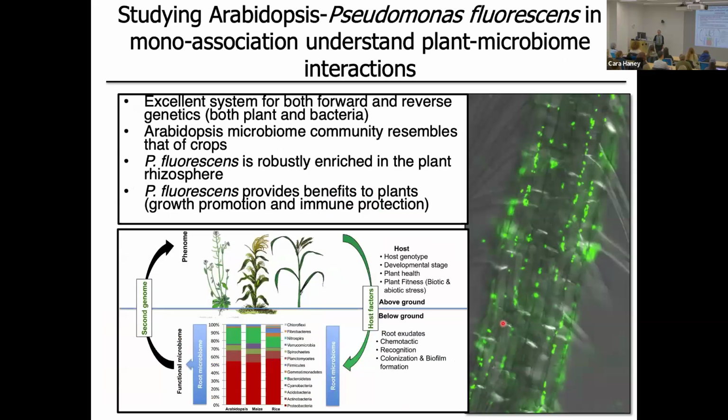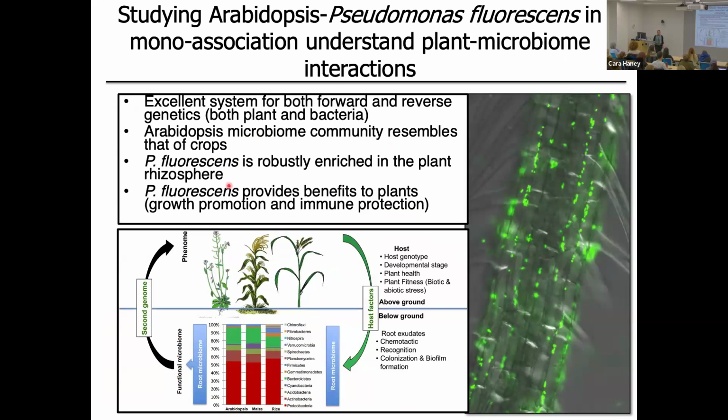So my lab uses Arabidopsis Pseudomonas as our model. Arabidopsis is our reference plant. It's great for forward and reverse genetics. The community resembles that of crops, at least at this high level structure. So this is the microbiome of Arabidopsis, corn and rice, just colored by, again, phylum. And you can see that the phylum level diversity of these is quite similar.